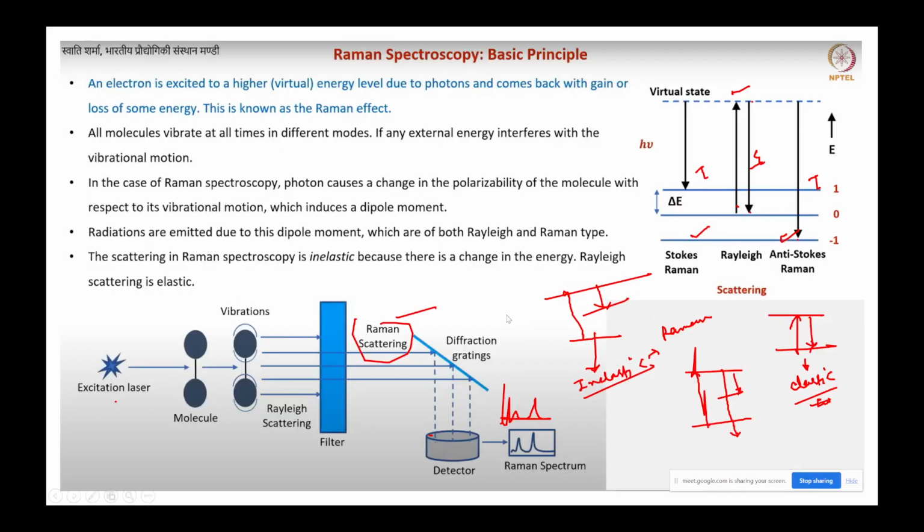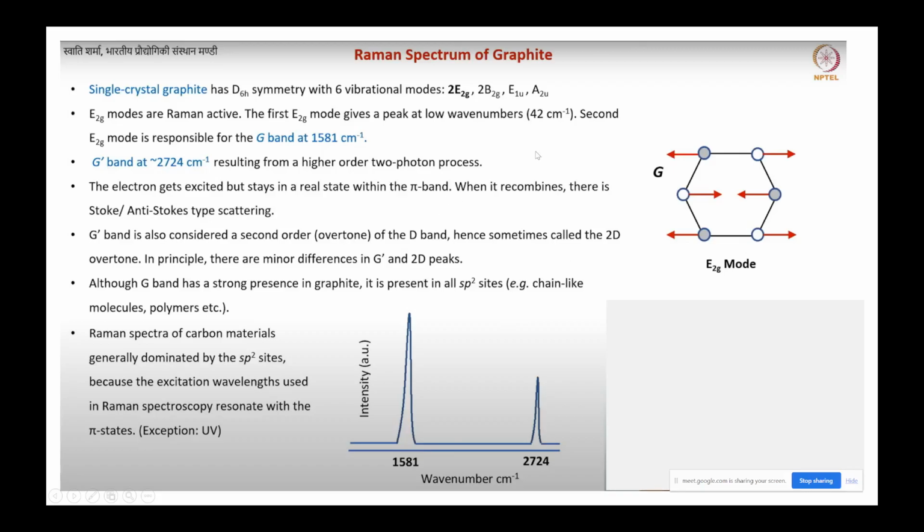Okay, so now in the Raman of graphite, if it is a single crystal graphite, the D6h symmetry has 6 vibrational modes. Okay, there will be 2E2g, 2B, E1u and A2u. So E2g modes are Raman active. Okay, when you get the peak, there you will find this E2g band. So this is Raman active.